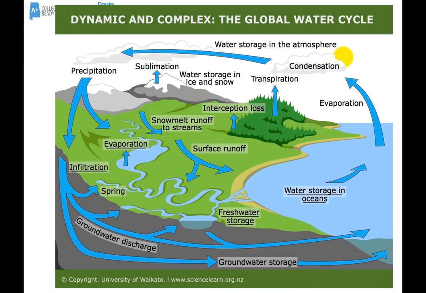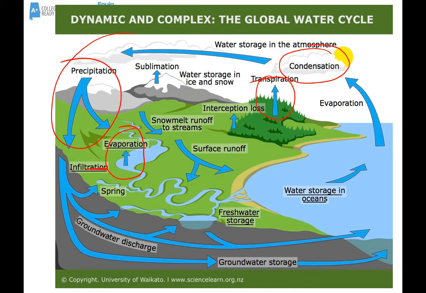So here we see our water cycle. Evaporation. Ultimately, we get condensation, forming clouds, precipitation. We get groundwater runoff. Notice we've got transpiration. All of the parts that we talked about in our previous points are on this diagram. It's a really good depiction of the water cycle.